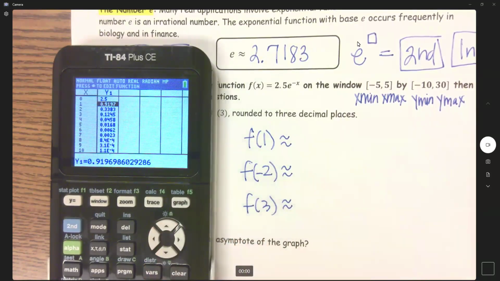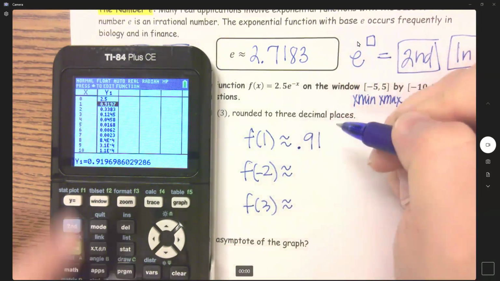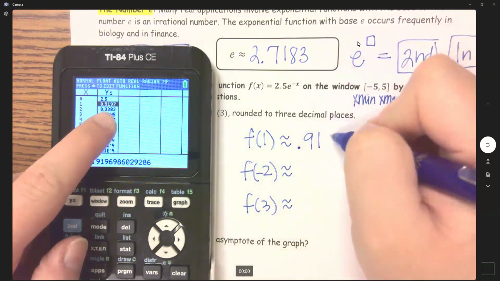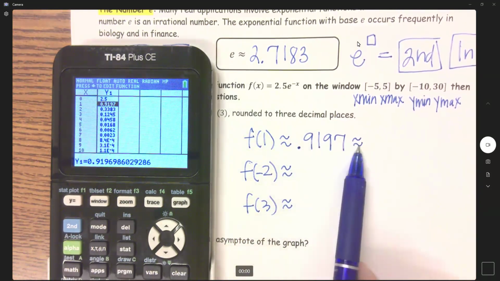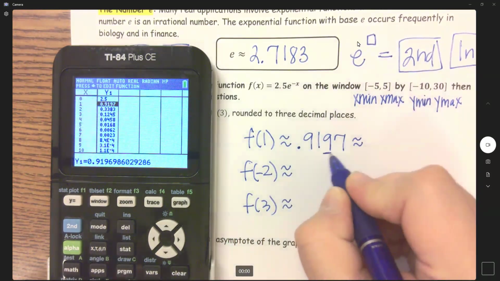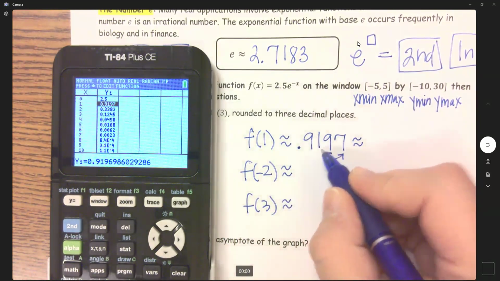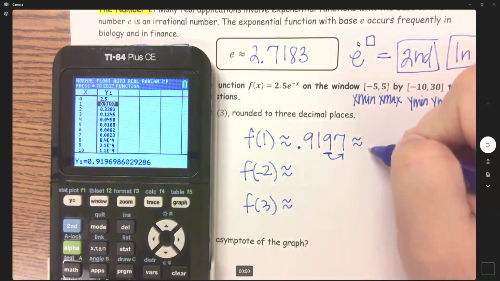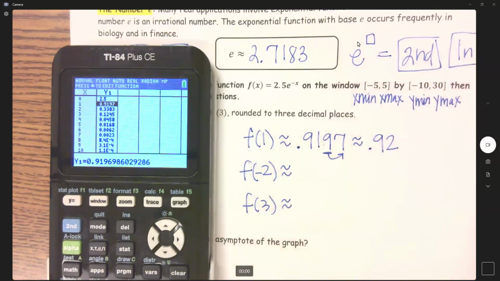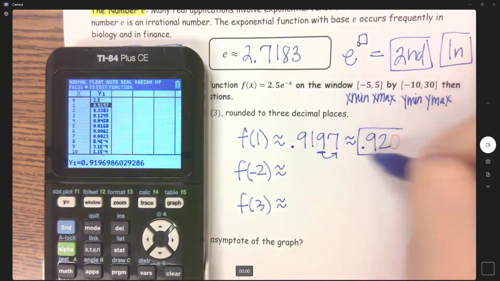And here f of 1 is 9.1997. That's 4 decimal places. If I want 3, here's my third one. That 7 makes this 9 go up, but that 9 has nowhere to go up. So now I'm looking at this as a 19. So that 19 is going to go up to 20. So either 9.2 or you can do 9.20. Those mean the same thing.